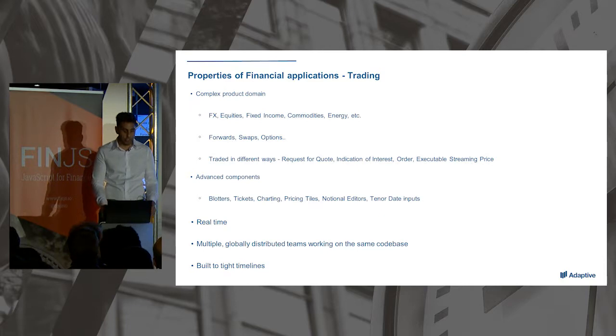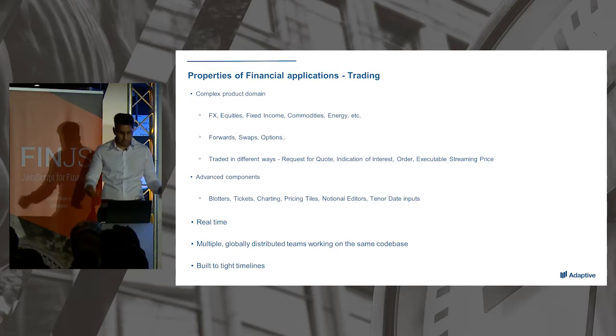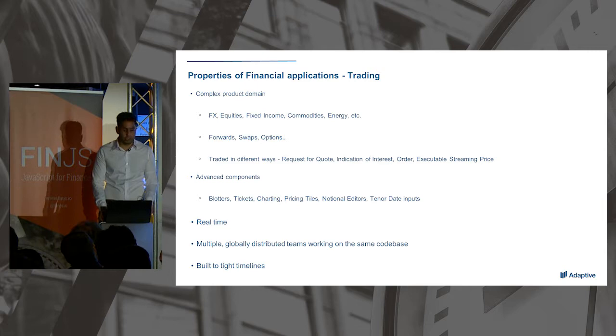We trade lots of things: FX, equities, we lose money on cryptos, especially me. We even trade things like vanilla pods. We have actually built systems that trade vanilla pods. We have the derivatives, so forwards, swaps, options, swaptions, you name it. And we trade them in different ways: RFQs, IOIs, streaming executable prices.